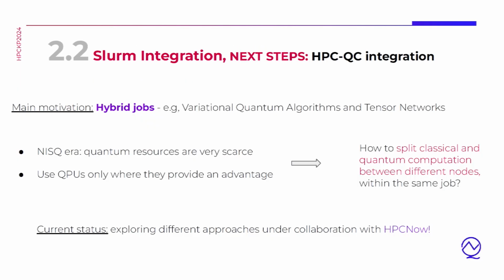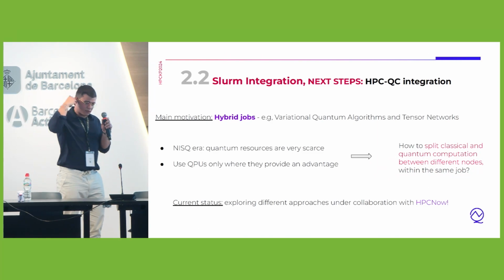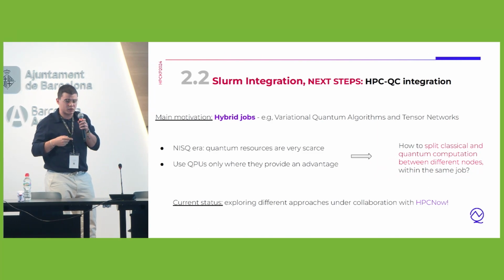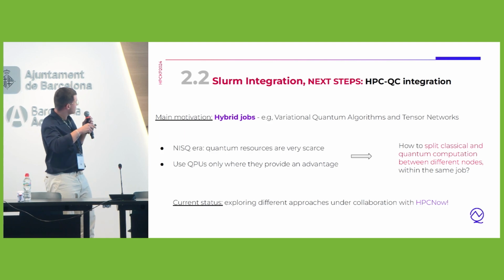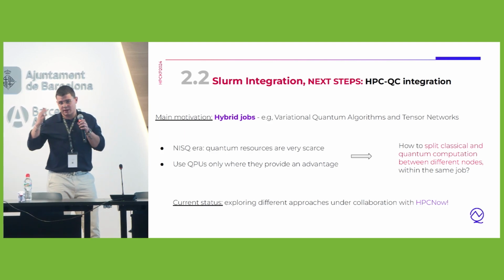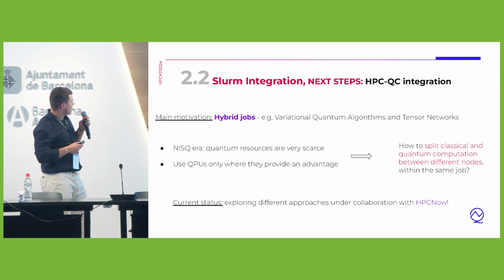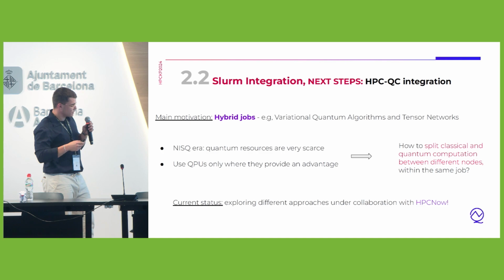Finally, a bit of visibility of the next steps. So we aim to move toward the integration of high-performance computing and quantum computing. And the main motivation right now are hybrid jobs. This is jobs that are partially classical and partially quantum. Examples could be variational quantum algorithms or tensor networks.